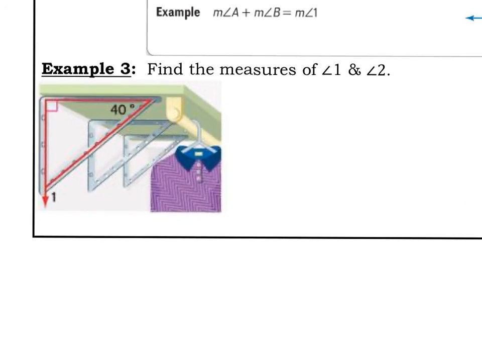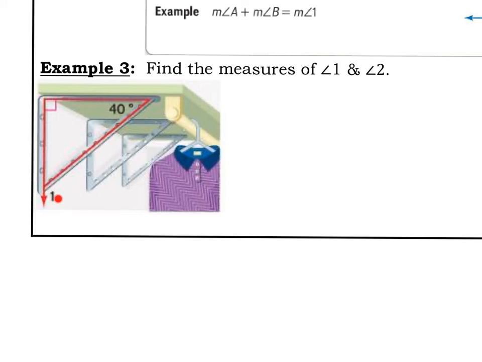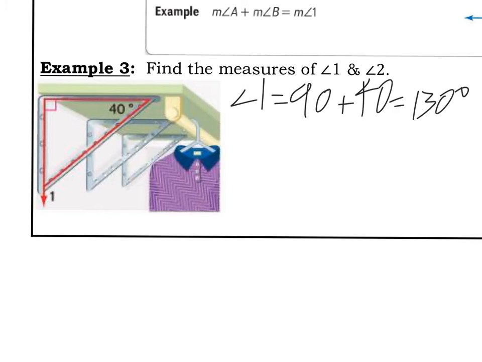So using that, we have angle 1 here. And so all I need to do is add together 90 plus 40, which is just 130 degrees. So that's what angle 1 is.